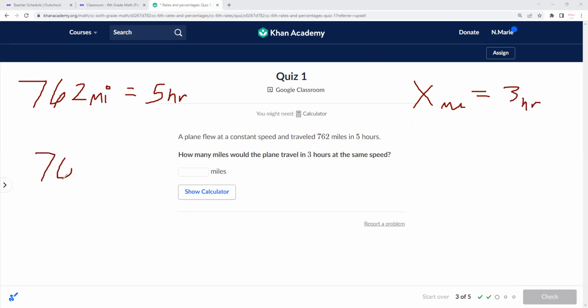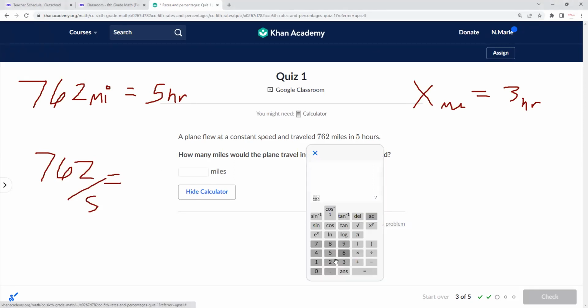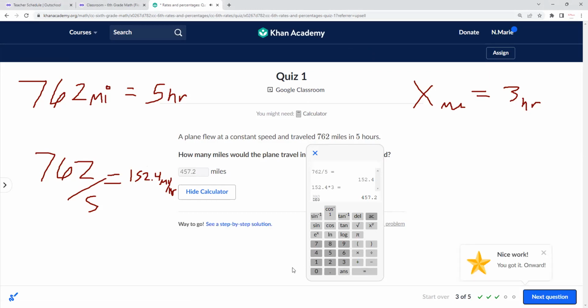So 762 miles over 5 equals your amount per hour. Which is 152.4 miles per hour. Okay, so if I multiply that by 3, there's my answer. 457.2. Makes it easier when you do it that way.